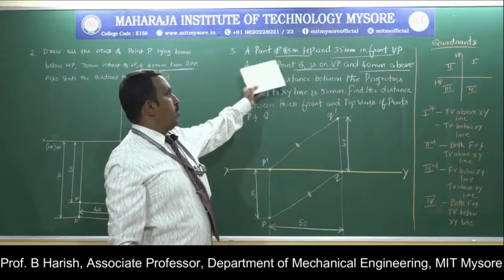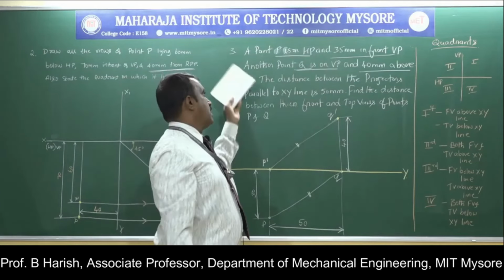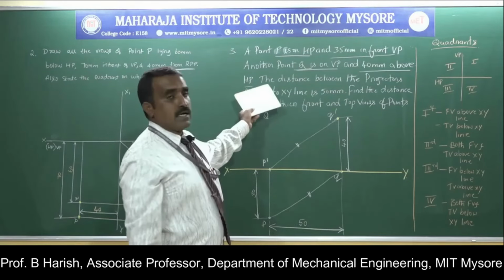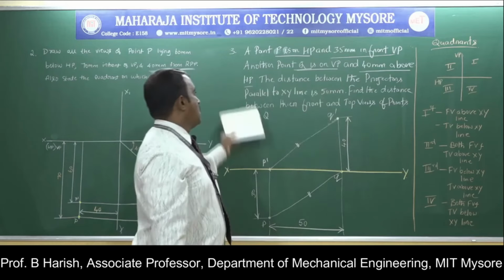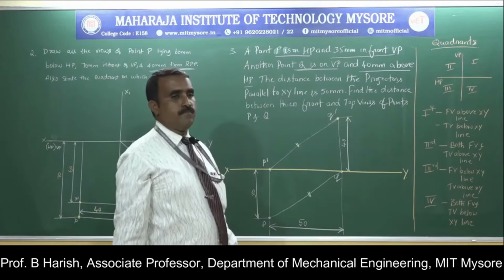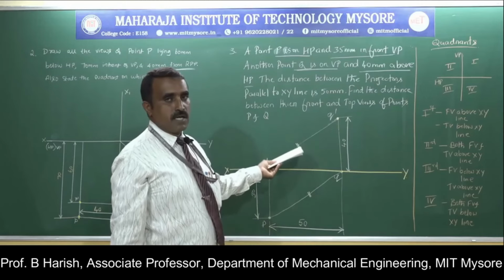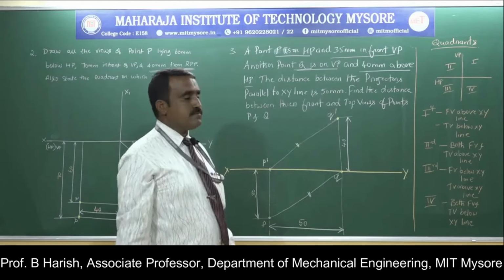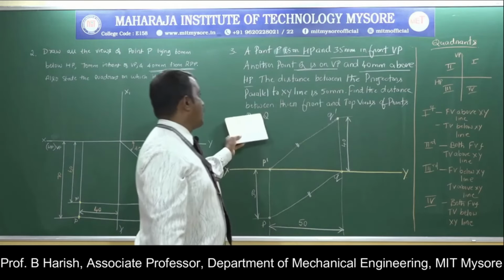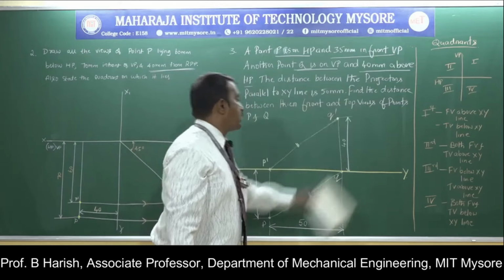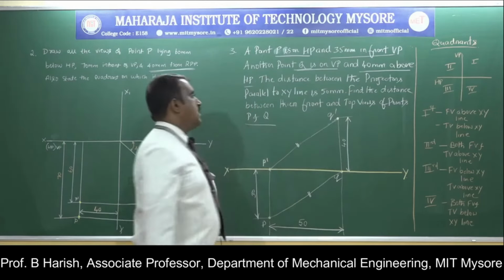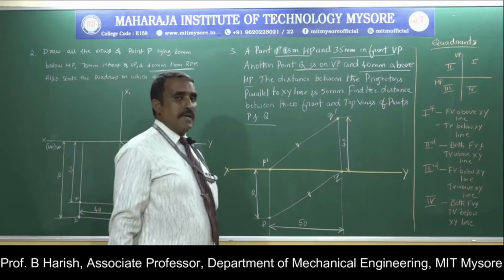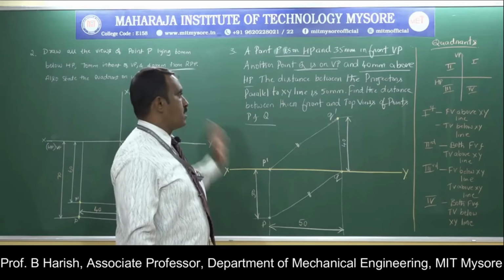Two points are given. One point P is 35 mm in front of VP, and another point Q is on VP and above HP. Then he says that the distance between the projectors parallel to the XY line is 50 mm. This is one more new thing in this particular problem. Find the distance between the front and top views of points P and Q. That is how the problem is running.